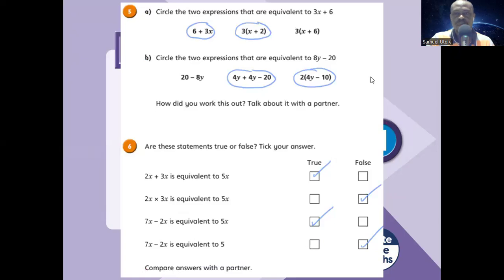Okay. And then B, you're told circle the two expressions that are equivalent to 8y minus 20. These, you see that? Because 4y plus 4y is 8y, and then minus 20 is still there. Then this one. Again, remember, these outside, you could have checked it by using that thing that Mr. Oteri talked about. So this one times that is 8y. This one times that is minus 20. So they're the same, they're equivalent.